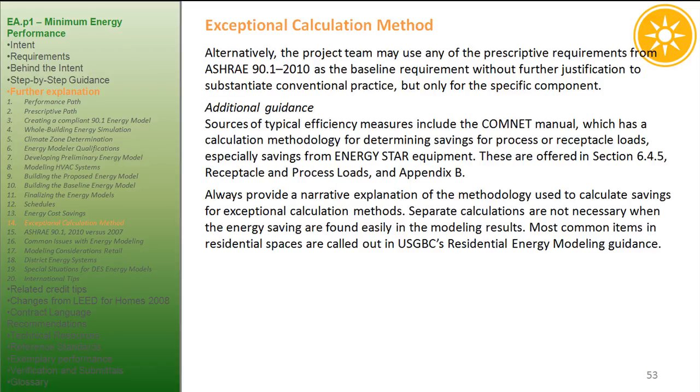Additional guidance. Sources of typical efficiency measures include the ComNet manual, which has a calculation methodology for determining savings for process or receptacle loads, especially savings from Energy Star equipment. These are offered in Section 6.4.5, Receptacle and Process Loads, and Appendix B. Always provide a narrative explanation of the methodology used to calculate savings for exceptional calculation methods. Separate calculations are not necessary when the energy savings are found easily in the modeling results. Most common items in residential spaces are called out in USGBC's Residential Energy Modeling Guidance.